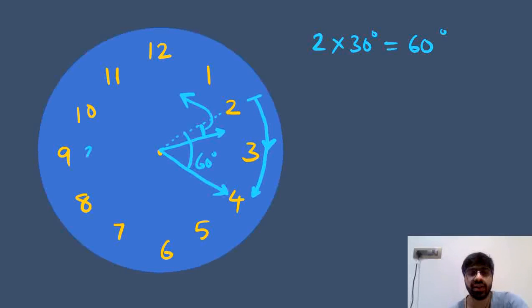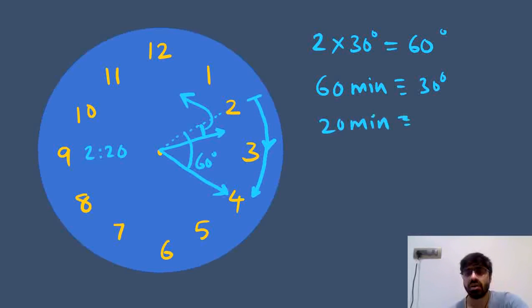The timing is 2:20. So in 60 minutes, the hour hand was traveling or tracing an angle of 30 degrees. So in 20 minutes, the hour hand is going to trace an angle of 30 divided by 3, which is 10 degrees. So this tiny part out here is 10 degrees. And now the angle between the hour hand and minute hand, this angle, is going to be the entire 60 minus 10, which is equal to 50 degrees. So 50 degrees is the angle between hour and minute hand of the clock when the timing is 2:20.